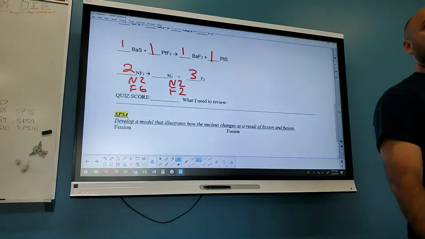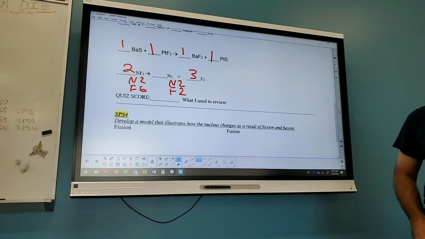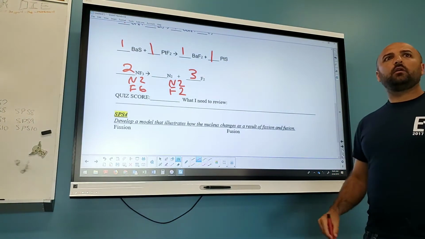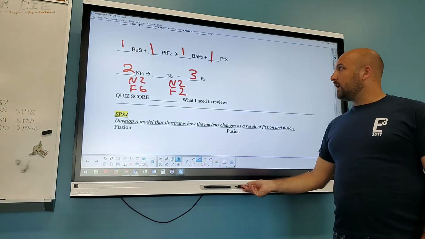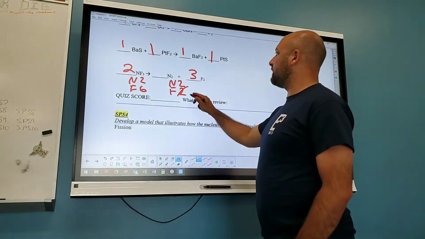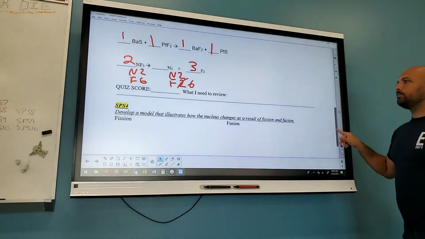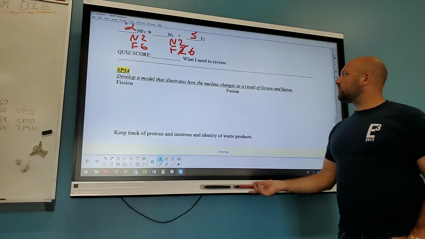Right? So we get 2 blank 3. Or I guess you got 6, 3, 9. Maybe when you did this the first time. But either way, that's what it should be right there. And does that make sense? And I'll get the 6. So we have, again, even numbers of mass on both sides. Okay? All right. Develop a model to illustrate fission and fusion.